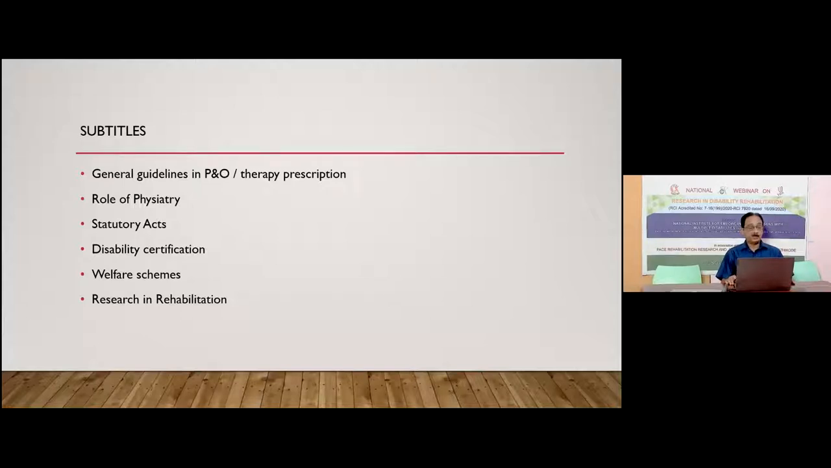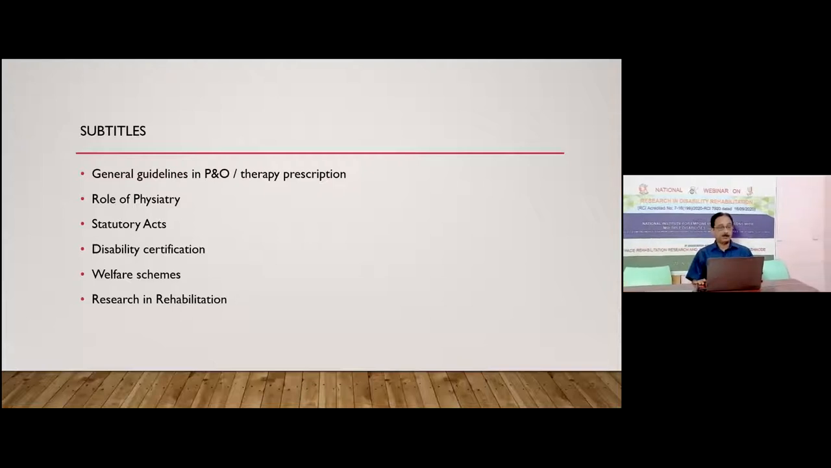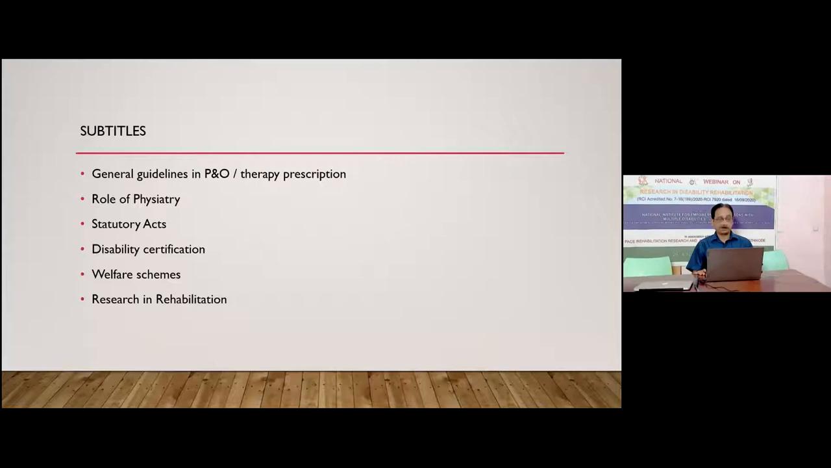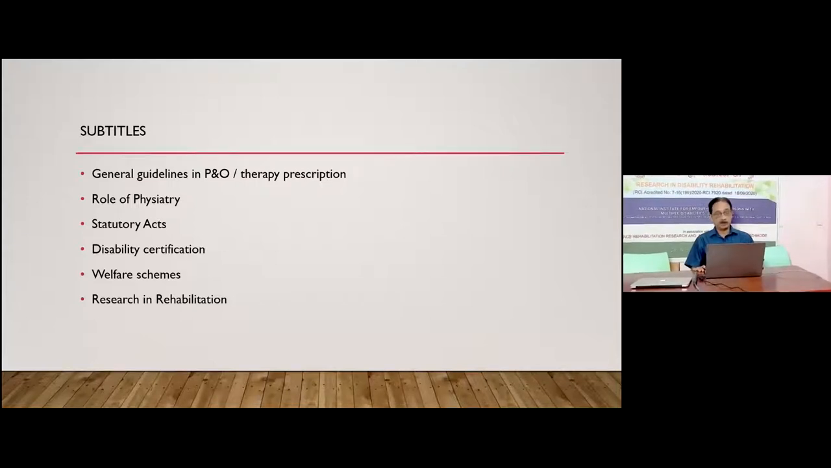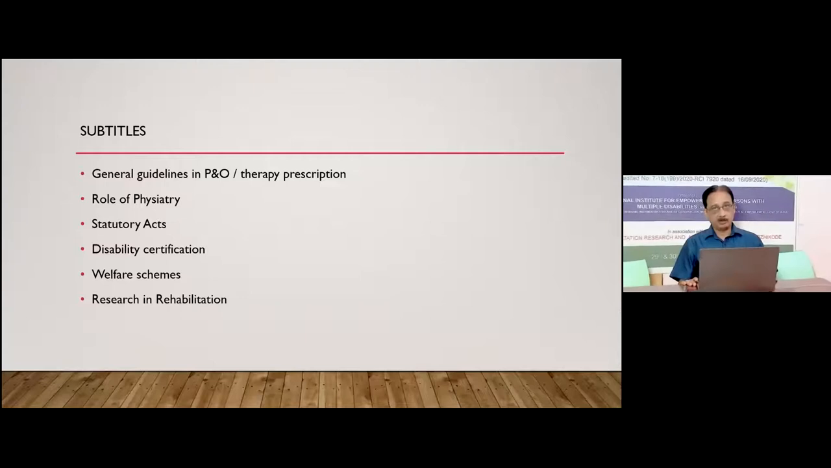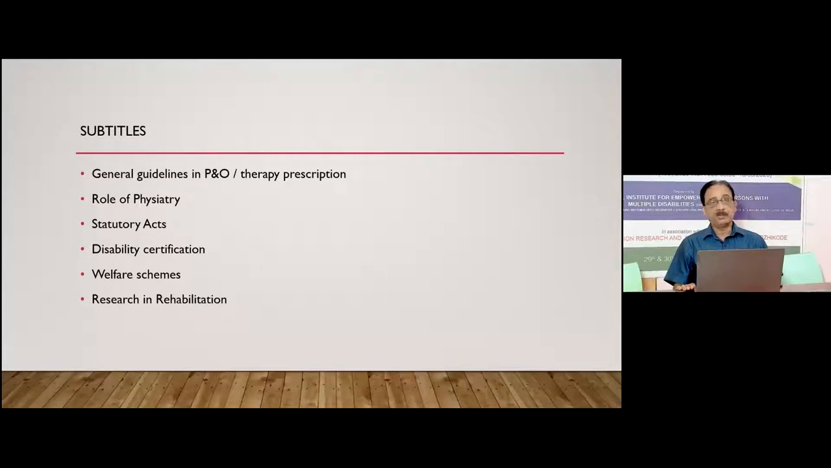Okay, so my talk will be structured as six modules. The first one will be general guidelines in the prosthetics and orthotics prescription and also therapy prescription. Then the second module will be the role of physiatry in P&O as well as therapy and rehabilitation as a whole. And as a third module, I will describe some statutory acts by which the disabled individuals are taken care of and their needs are met by the government.